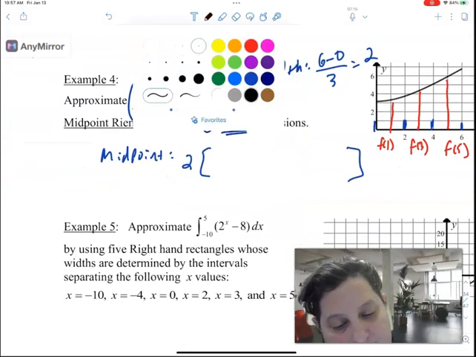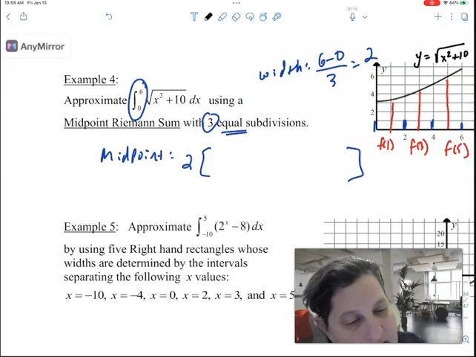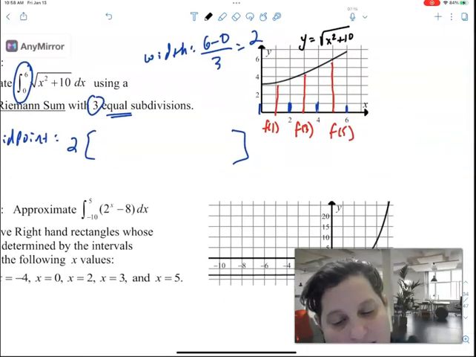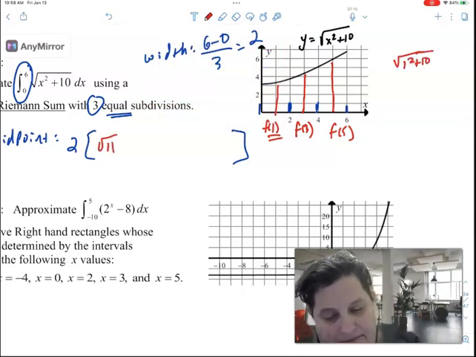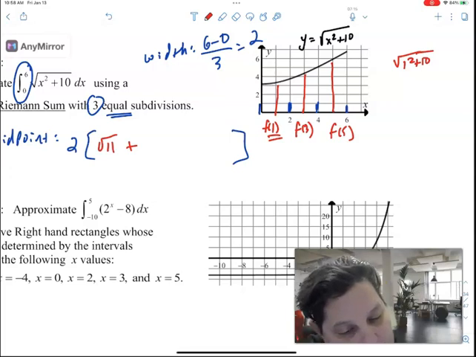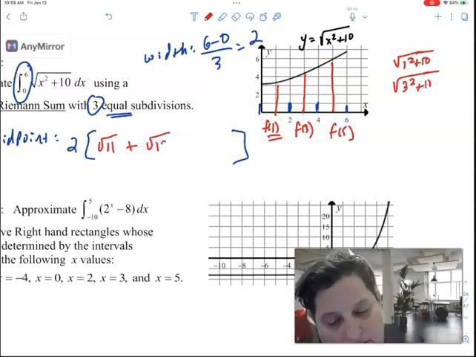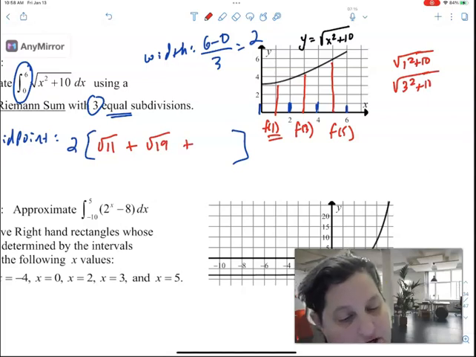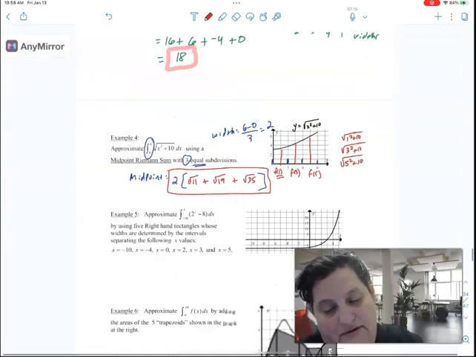Well, this is the graph of the square root of x squared plus 10. So the actual height at 1 is the square root of 1 squared plus 10, so it's square root 11. The actual height at 3 is the square root of 3 squared plus 10, so it's square root 19. And then the actual height at 5 is the square root of 5 squared plus 10, which is the square root of 35. That's my sum.